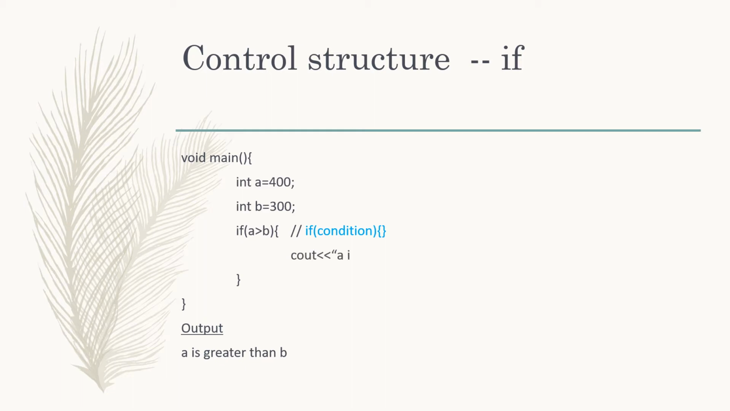All the lines of code which are in between these curly braces will get executed only if this condition is true. In this case, A is 400 and B is 300. So A is greater than B, hence we will get the output as A is greater than B.